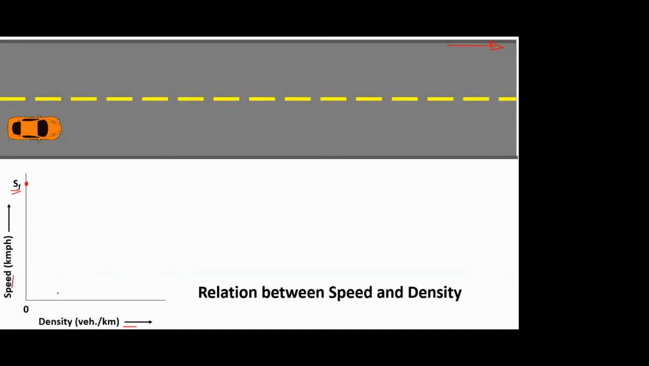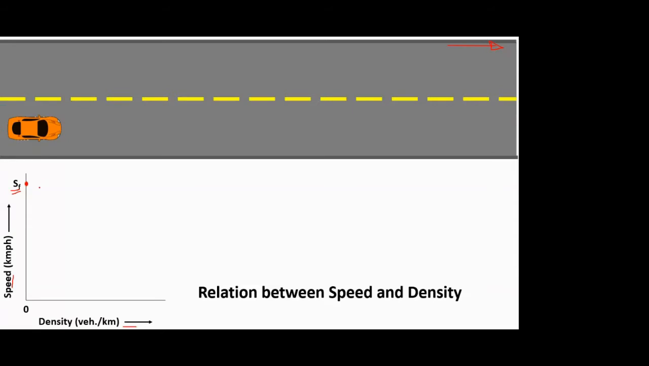But the density will be 0. Speed is plotted on the y-axis and density is vehicles per kilometer. If you don't consider this vehicle, which you can see on the screen, the road is empty. There is no vehicle, so there will be 0 vehicles per kilometer. That's why the density is 0.